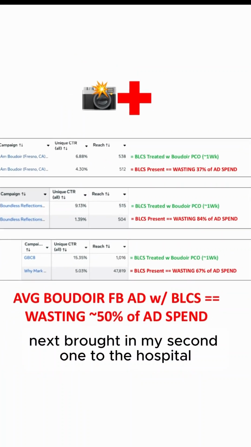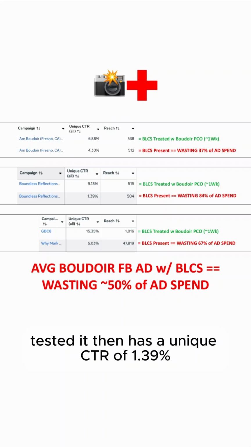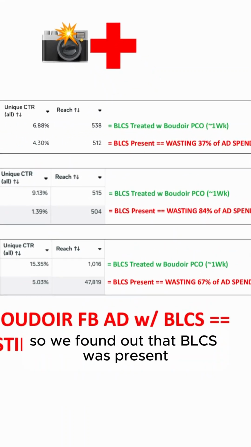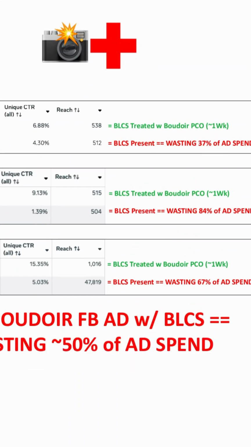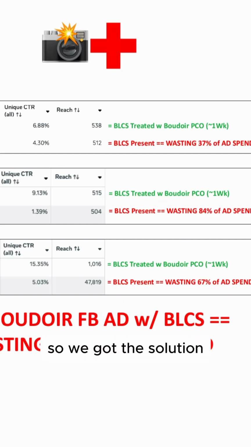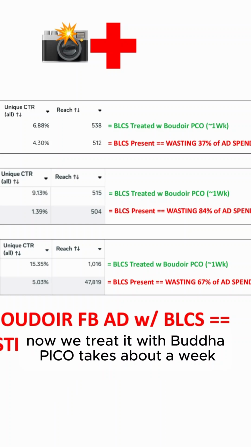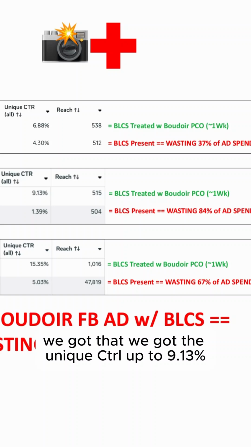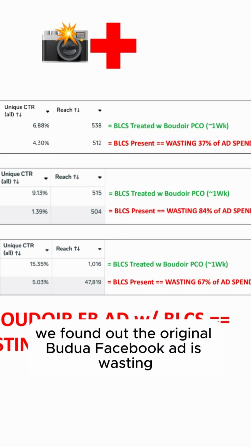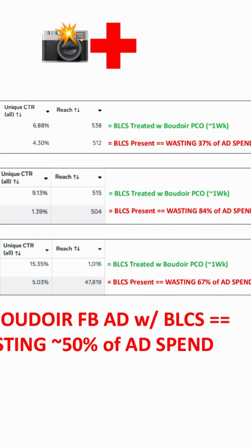Next, I brought in my second one to the hospital, tested it, found it has a unique CTR of 1.39%. So we found out that BLCS was present. Unique CTR under 6%, Boudoir low-click syndrome is present. So we got the solution now. We treated with Boudoir Pico, it takes about a week. We got the unique CTR up to 9.13%. And we found out the original Boudoir Facebook ad is wasting 84% of its ad spend.